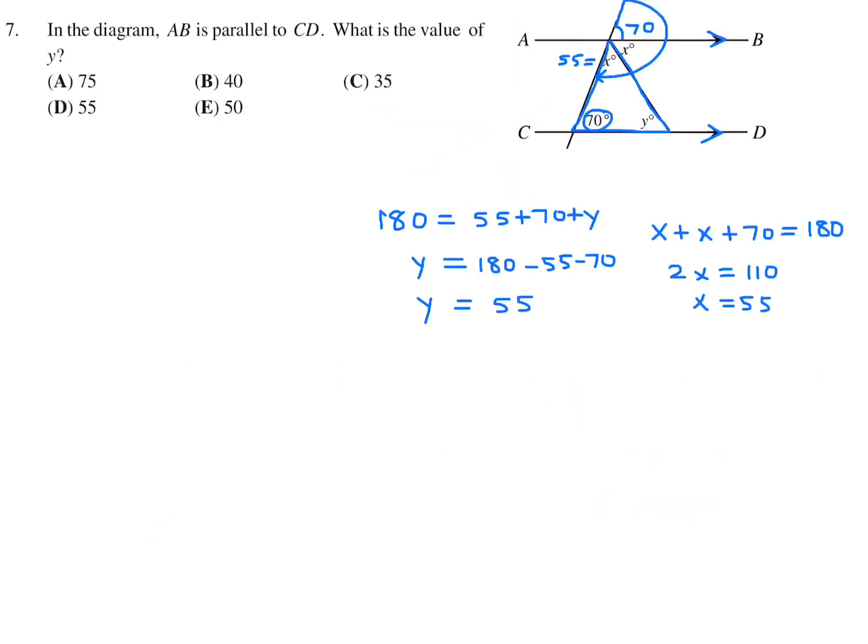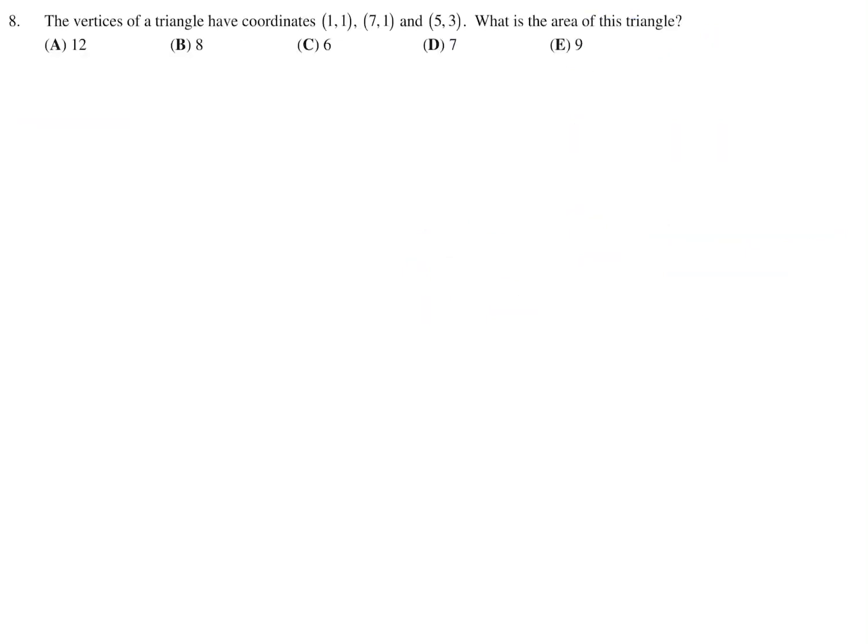So the answer in this question is D. The vertices of a triangle have coordinates (1, 1), (7, 1), and (5, 3). What is the area of this triangle?